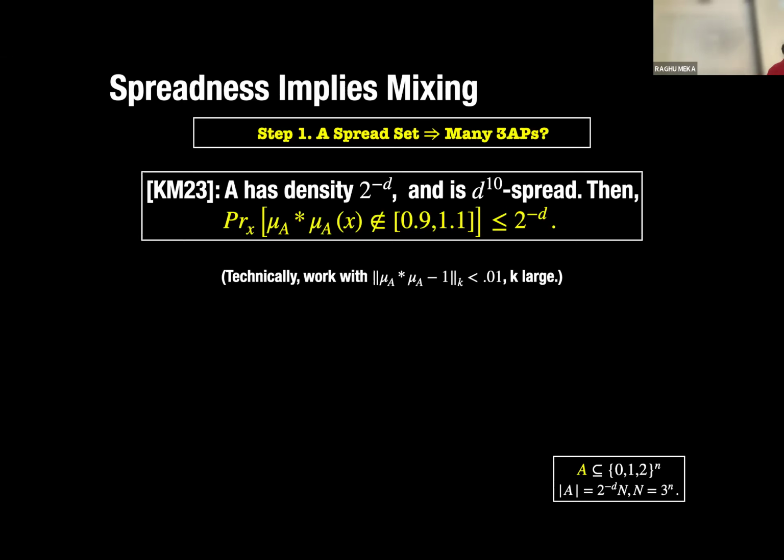Technically, what we show is that if A has density 2 to the minus d and is d to the 10 spread, and the amount of spreadness you require will depend on the starting density of A, then if you look at all points, the number of points where mu A star mu A is not within 0.9 and 1.1 is very small. So we're saying, you want it to be 1 all the time. I'm not going to be able to say it's 1 all the time, but except for a tiny number of points, I'm within 1.1 and 0.9.